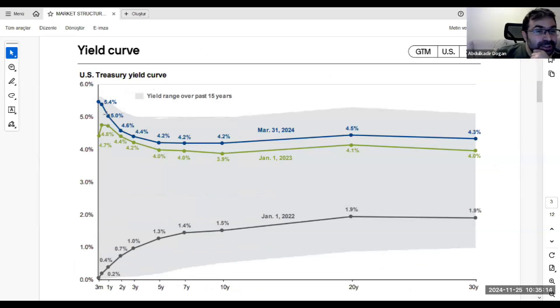This is the treasury yield curve. As you see here, the definition, the United States treasury yield. These are yields over 15 years. Okay, these are the yields over 15 years. Please take a look at this table first. Please try to understand the shape of the curve at least.